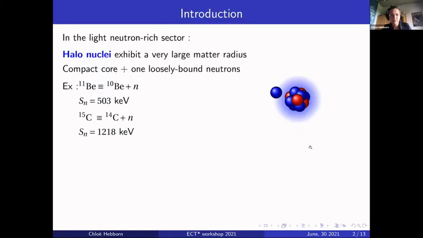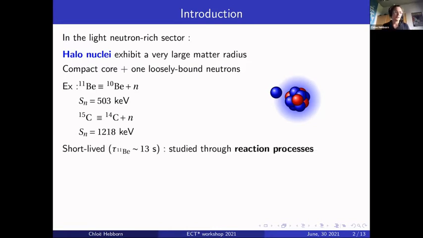So both beryllium-11 and carbon-15 are halo nuclei. They are both located in the light neutron-rich sector of the nuclear chart. And they are peculiar because they exhibit a very large matter radius compared to their closest neighbors. This very large size is due to the presence of one loosely bound neutron away from the rest of the nucleons. They're often seen as a compact core with one neutron in the halo. So as my title says, I'm going to talk about beryllium-11, which is seen as a beryllium-10 compact core with one neutron in the halo, and carbon-15, seen as a carbon-14 compact core with one neutron in the halo.